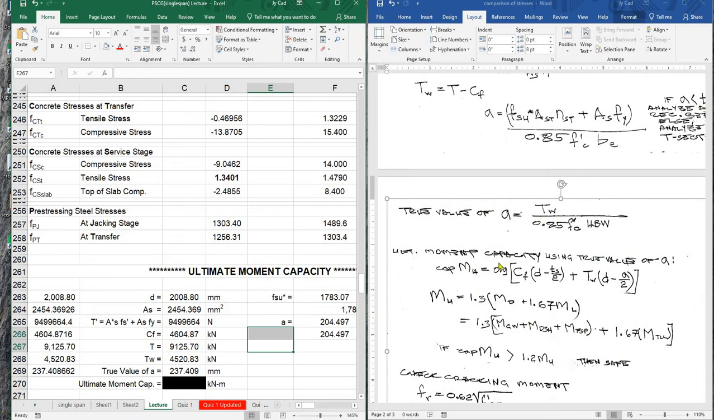So, this is the ultimate moment capacity using the true value of A. So, this is equal to 0.9. Yung 0.9 na yan yung capacity reduction factor Phi for flexure. Okay? Times, open parenthesis, CF. Ayan. Notice na this is kilonewton, so I will multiply this by 1,000. Times the quantity D minus TS all over 2. Ito si D. Minus thickness of slab.